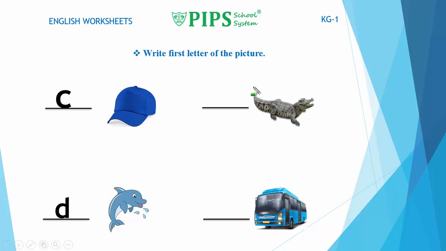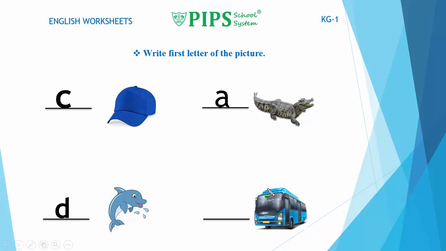The next picture is alligator. This is an alligator. The initial letter of alligator is A. It sounds like A. A. Alligator. Now students, here we will write the letter A like this.